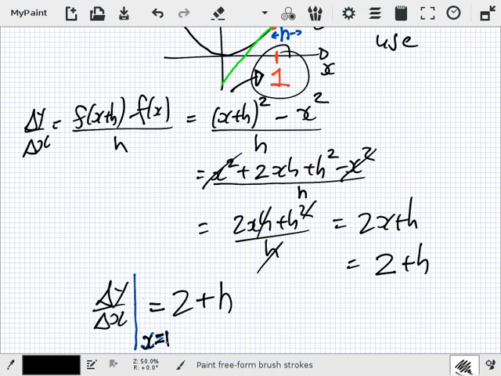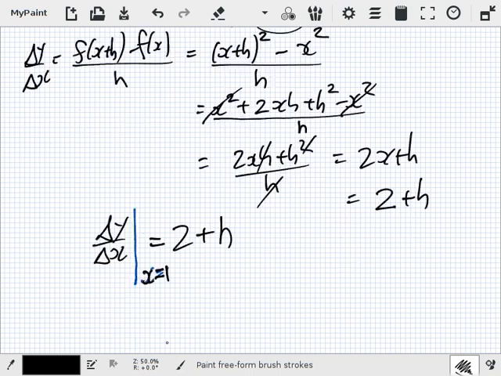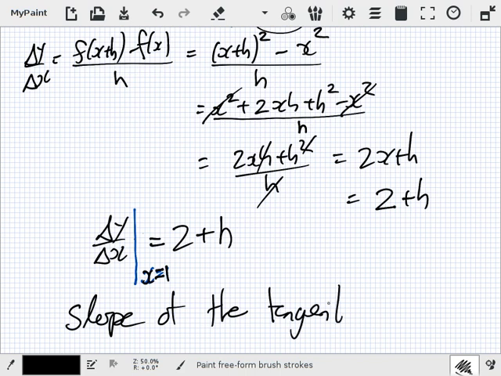Now let's make a leap here. If we want those 2 points to become 1 point, and so we have a tangent, then what has happened to h? It's become 0. So then we can conclude from this answer that the slope of the tangent, in this particular case, is 2, if we continue our logic.